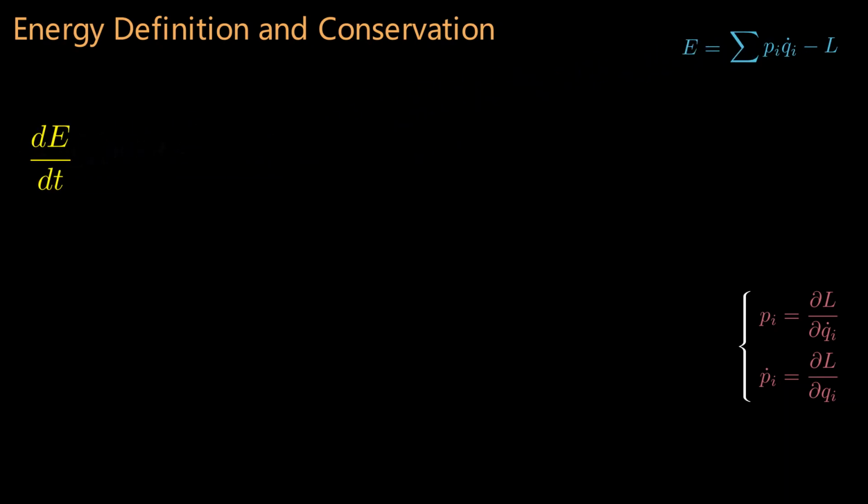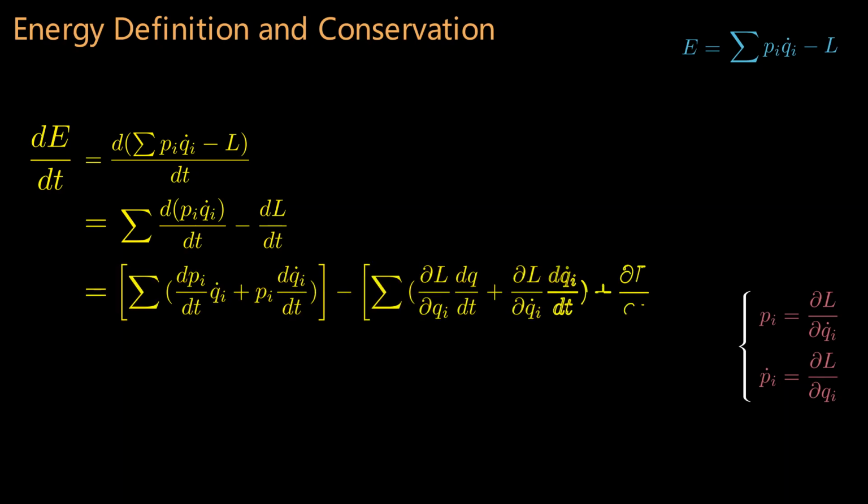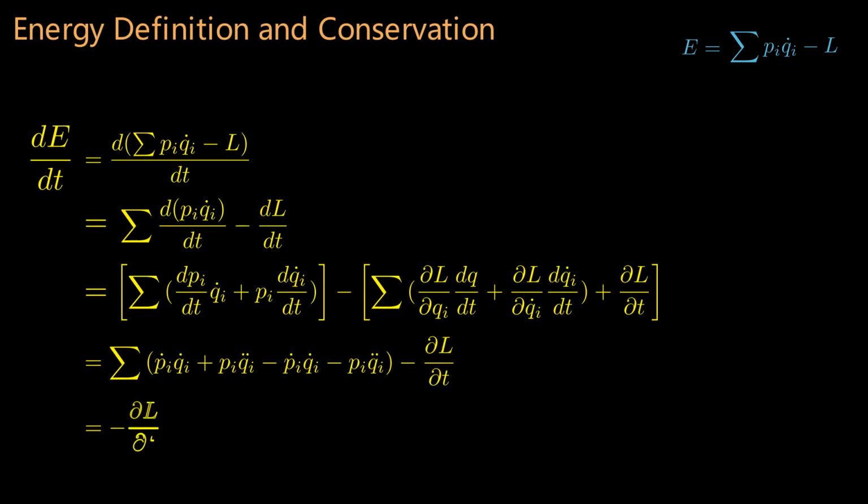Substitute the definition of energy. Apply the product rule for derivatives to expand the first term. Use the chain rule for derivatives to expand the second term. Substitute the two equations listed earlier and simplify the terms. The derivative of energy with respect to time equals the negative partial derivative of the Lagrangian with respect to time. In other words, as long as the Lagrangian does not explicitly depend on time, the system's energy is conserved.